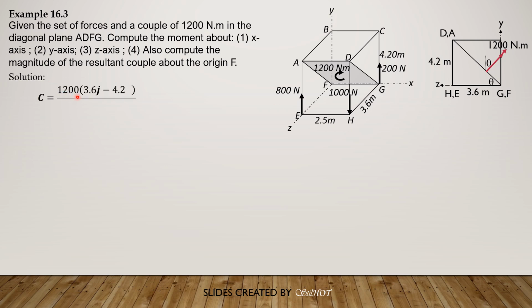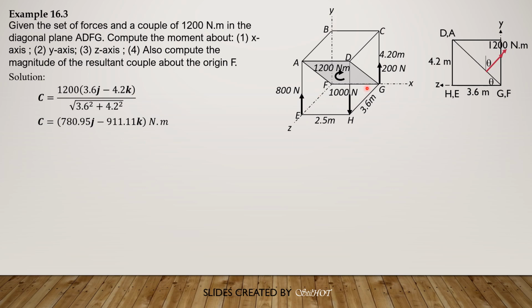So 1,200 times 3.6. Then for the z component, because it is in that direction rightward, this is the positive z direction. So it is sine of theta. And sine theta is 4.2, opposite in this right triangle here. The hypotenuse is square root of 3.6 squared plus 4.2 squared again. These are the component directions. So simplifying, we have 780.95 j minus 911.11 k Newton meter.